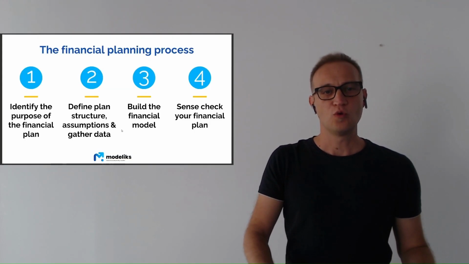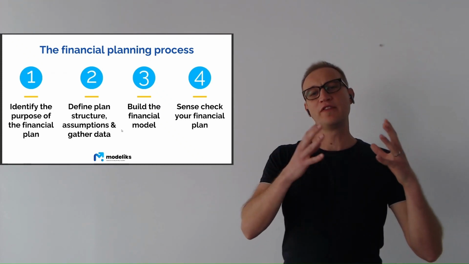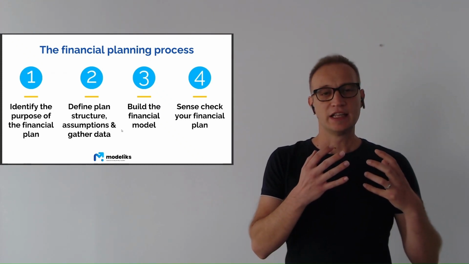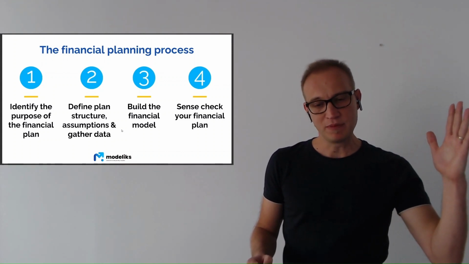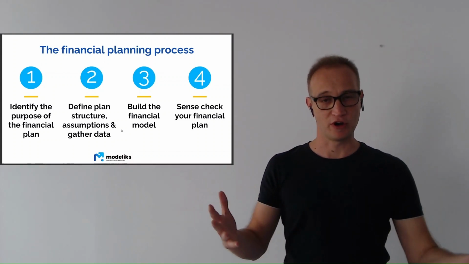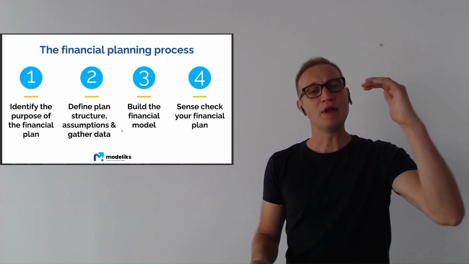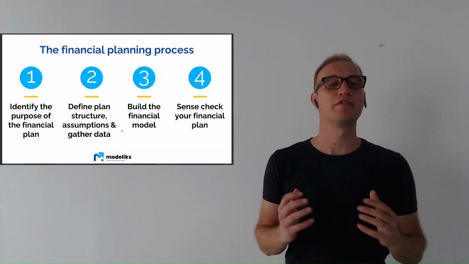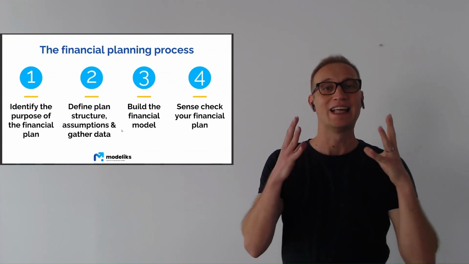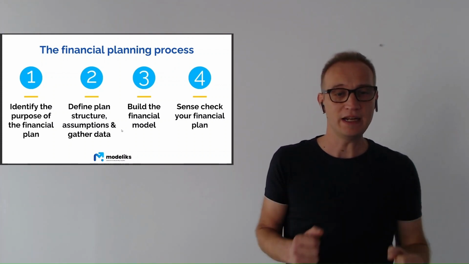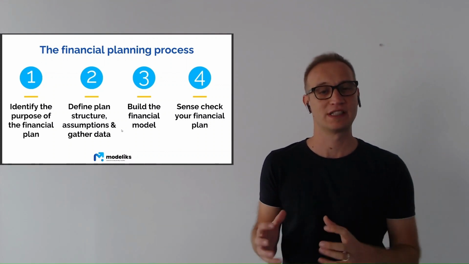Now, let's talk about the financial planning process. There are 4 main steps in the financial planning process that every business should go through when they start preparing their financial plan. Step number 1 is to identify the purpose of the financial plan. Step number 2 is to define the plan structure, the assumptions that are going to drive the financial plan, and then start gathering data for those assumptions.